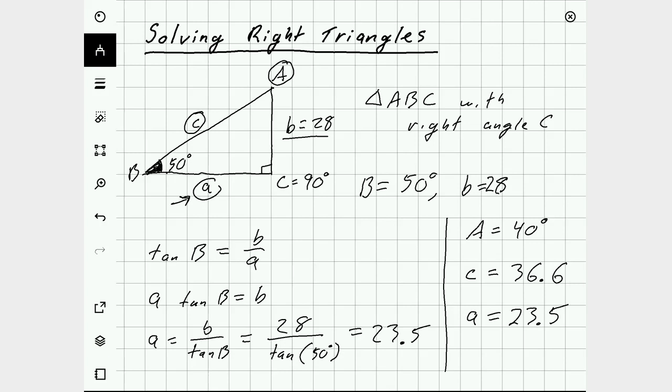Using the triangle, using the trigonometric ratios to find unknown sides, to find unknown angles, and just continuing the process to see what you have and how to use it to find what you need. That's the idea of solving a right triangle.